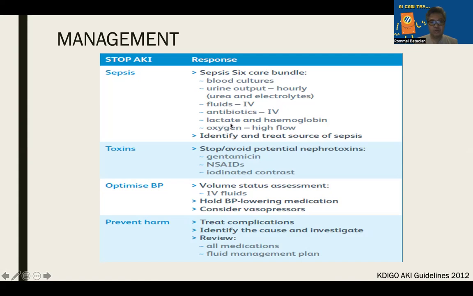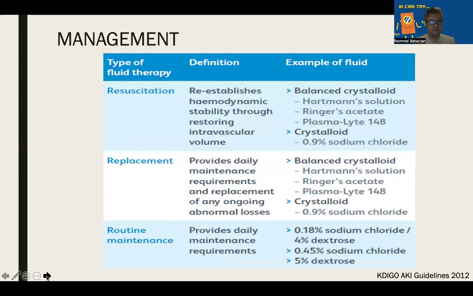Some would also measure the serum lactate and the hemoglobin levels of the patient at the start. Toxins, definitely avoid or stop those nephrotoxins, optimize blood pressure, and prevent harm. Fluid replacement would be very important, especially if there is fluid loss or blood loss.